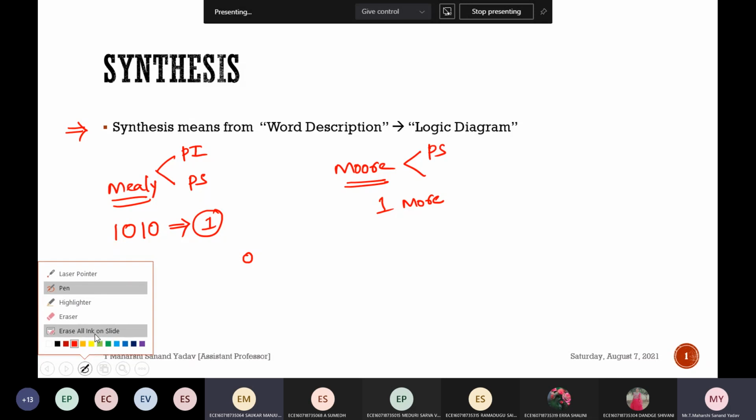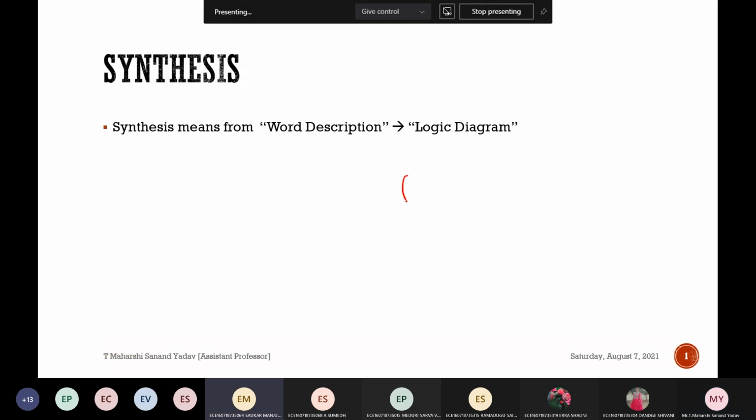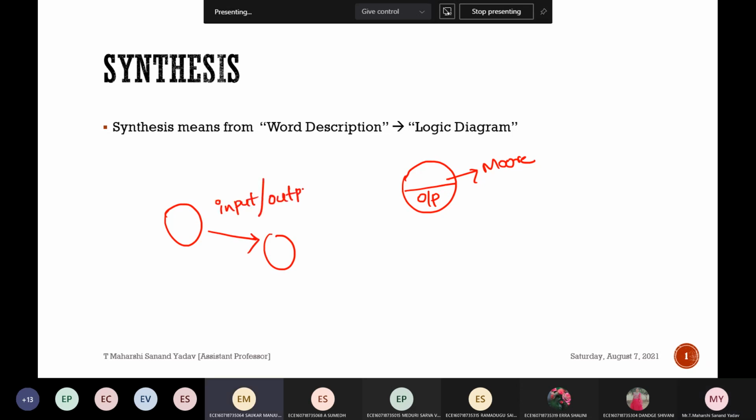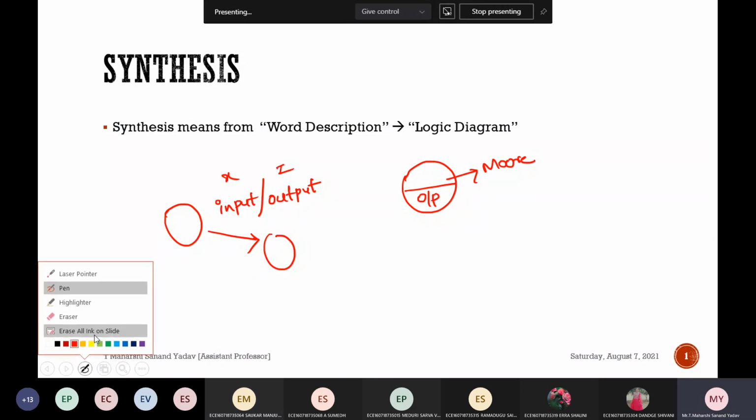What about the way of representation? Output is indicated in the state itself in a Moore circuit. Right. Here output is indicated within the state only for Moore. What about Mealy? Input slash output. Input is denoted with what alphabet that we are using? X. Okay. For output, Z. Right. So this is what we have seen.